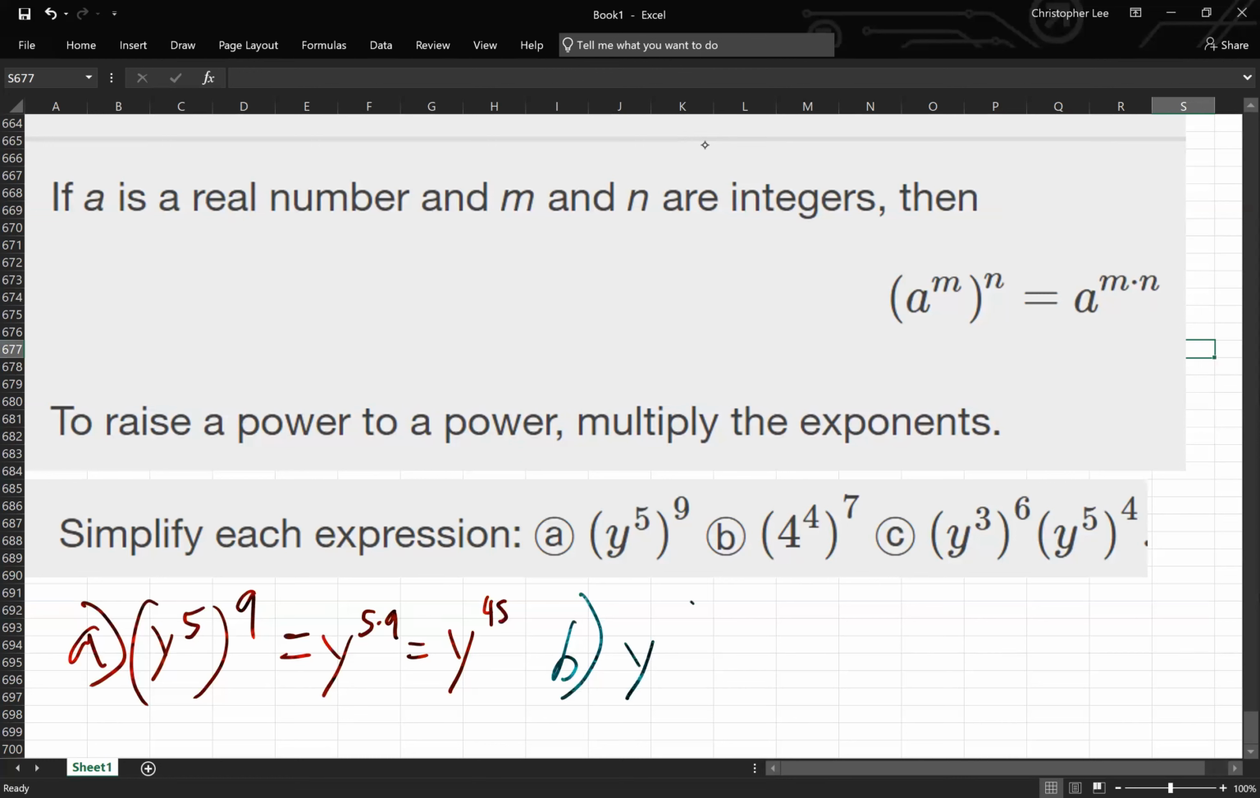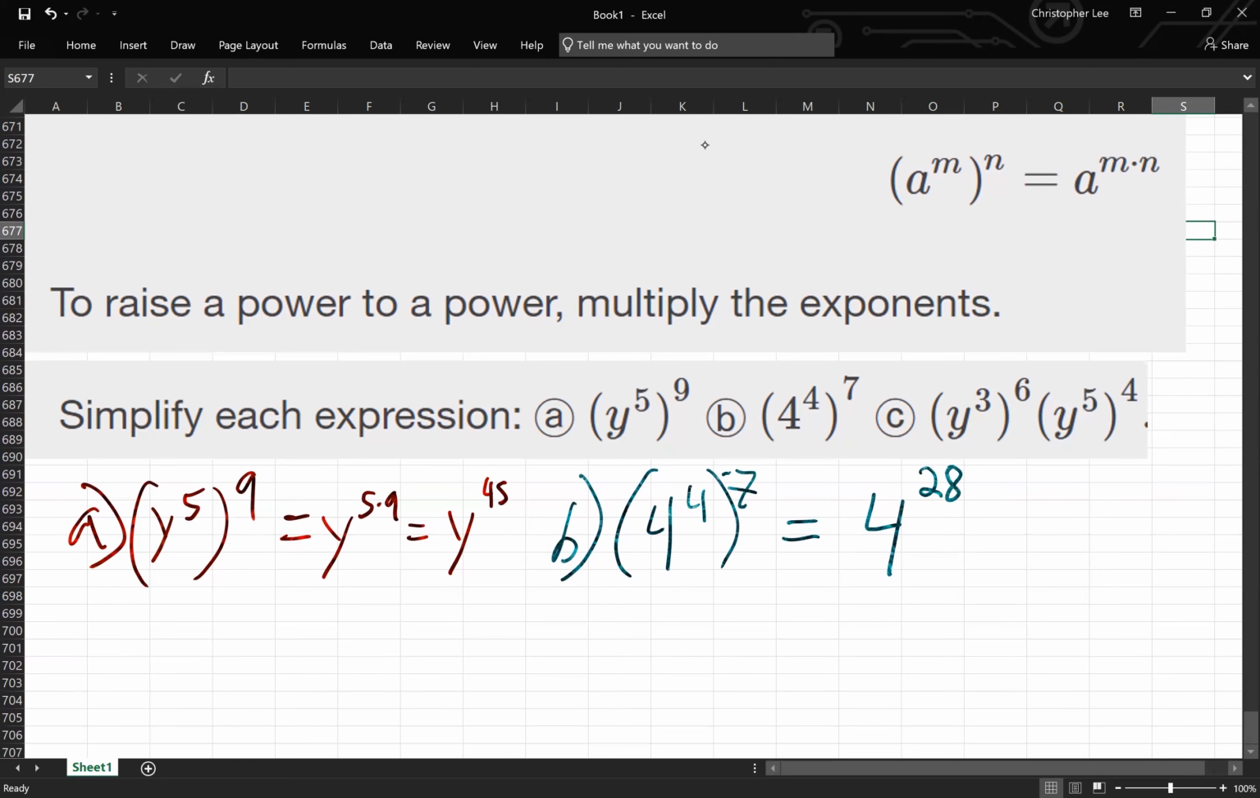Oh, shoot. Sorry about that. I have 4 to the fourth power, which is then raised to the seventh power. So whenever we raise a power to a power, we multiply. This becomes what? 4 to the 28, right? That's about it. Let's look at C.